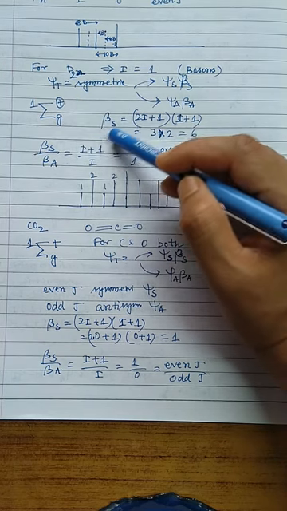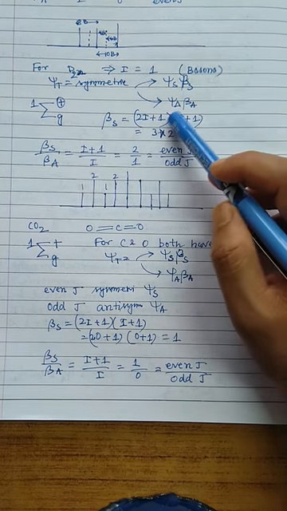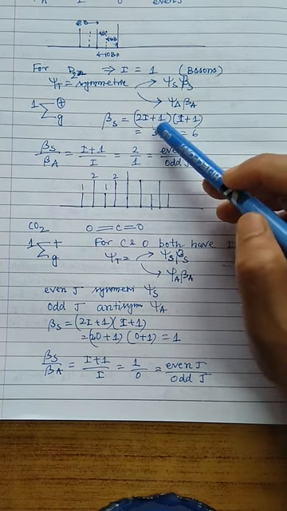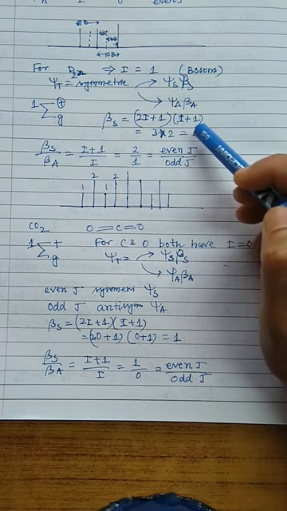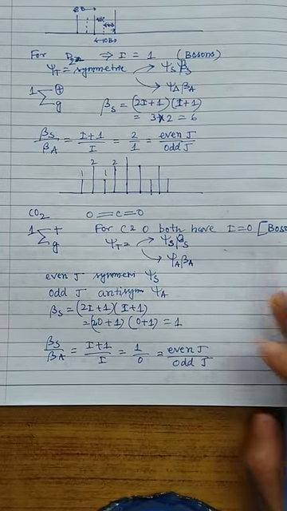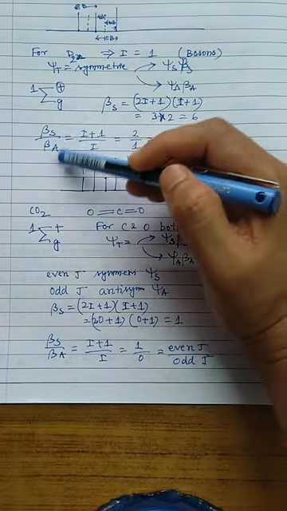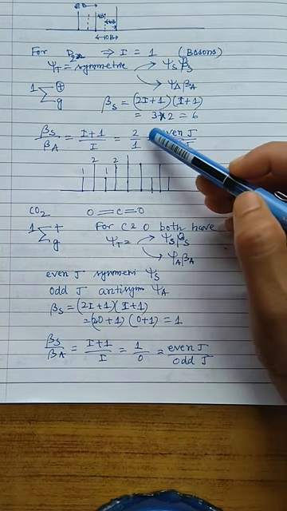So beta, the intensity of beta, appears as (2I plus 1) multiplied by (I plus 1), and if we put the value of I equal to 1, that becomes 2 into 1 plus 1, which is 3, multiplied by 1 plus 1, which is 2, giving 6. So directly coming to the point, the intensity ratio which is given by beta S by beta A equals (I plus 1) by I, and putting I equal to 1, it becomes 2 by 1.